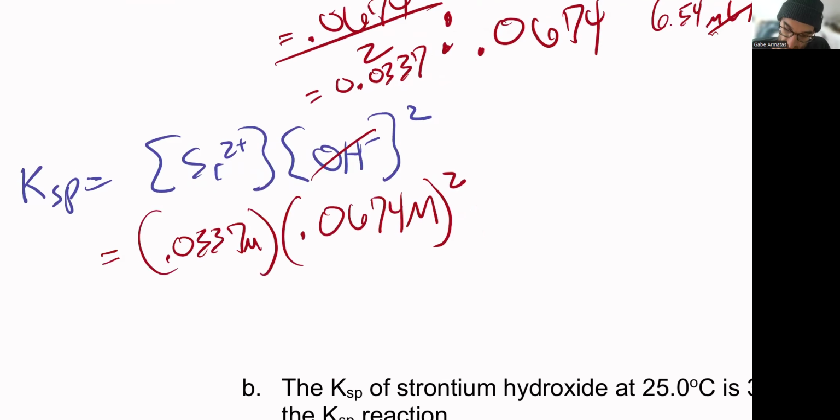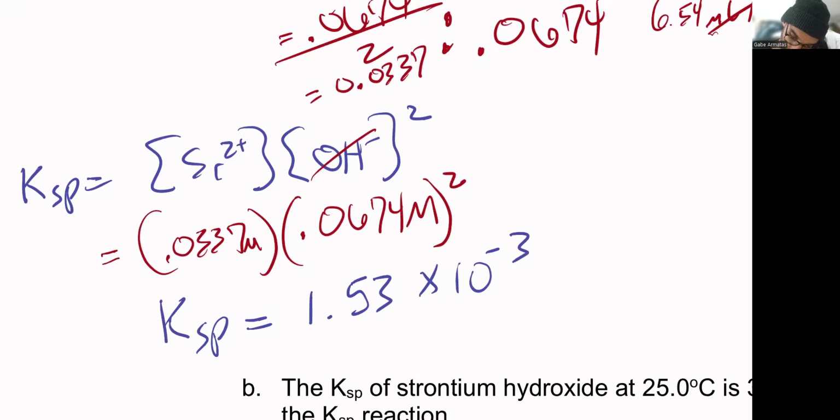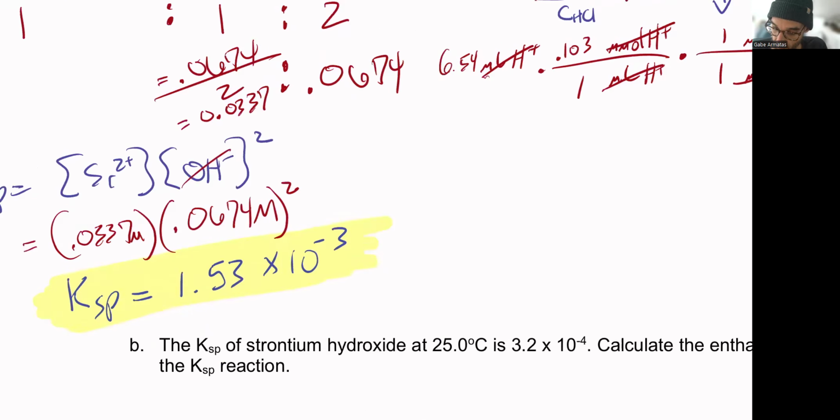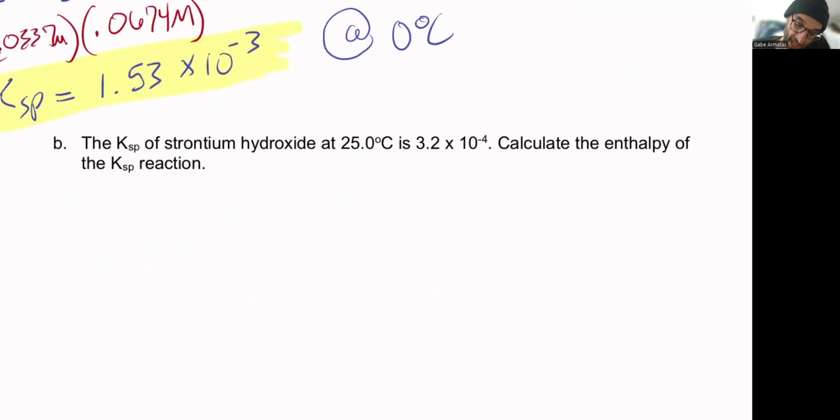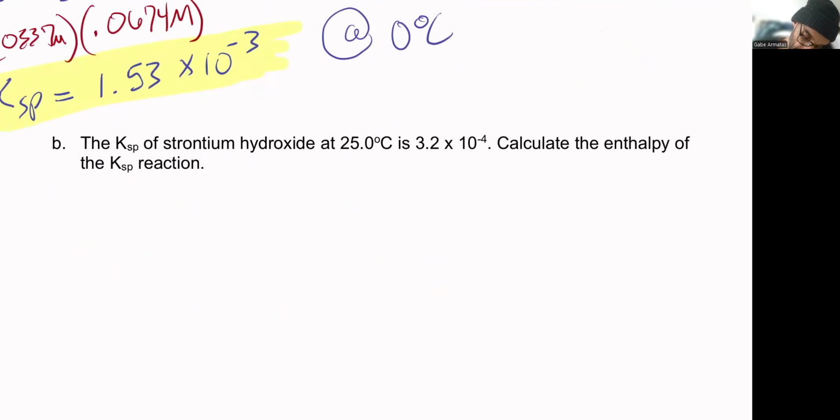And now we can do the calculation. So Ksp is equal to, again, we have to make sure that we determine what those values are. 1.53 times 10 to the negative 3. And it's probably important to recognize, because we've been dealing with a lot of temperatures here, this was at 0 degrees Celsius. Great. Okay. So with that information, what is the Ksp of strontium hydroxide? I have information: the Ksp of strontium hydroxide at 25 degrees is 3.2. Calculate the enthalpy of the Ksp reaction.